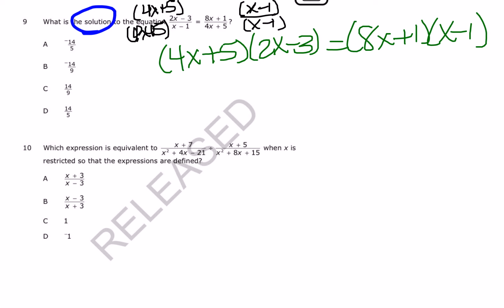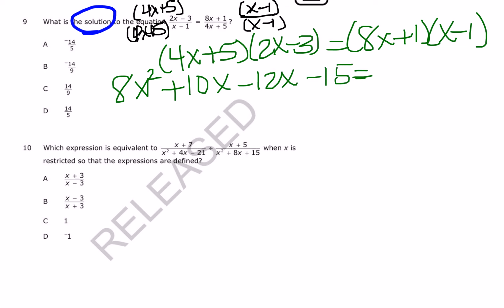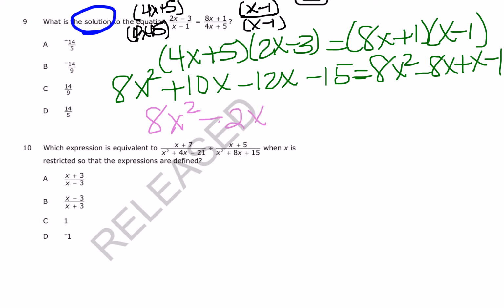But you should get as your final answer 8x squared plus 10x minus 12x minus 15. On the right side, you should get 8x squared minus 8x plus x minus 1. Then you need to simplify. So you should get 8x squared. Combine your like terms, and you should get minus 2x minus 15 equals 8x squared minus 7x minus 1.